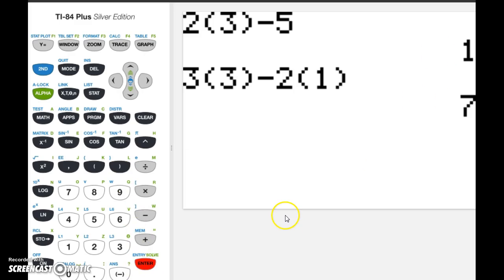And it works. So since this value of x and y, x is 3 and y is 1, works in both equations, that is the correct solution. If you do your check and it doesn't work in one of the equations, you made a mistake somewhere and you've got to go back and fix it.